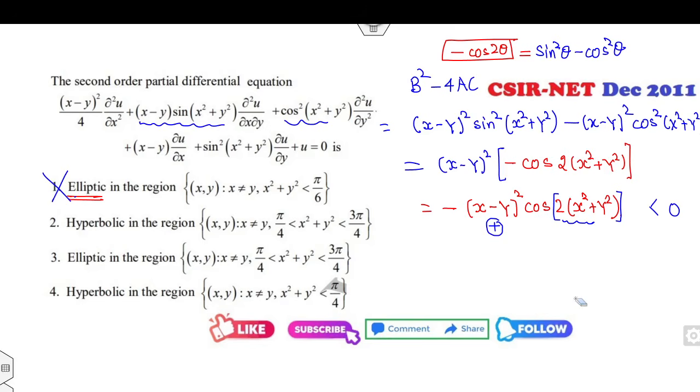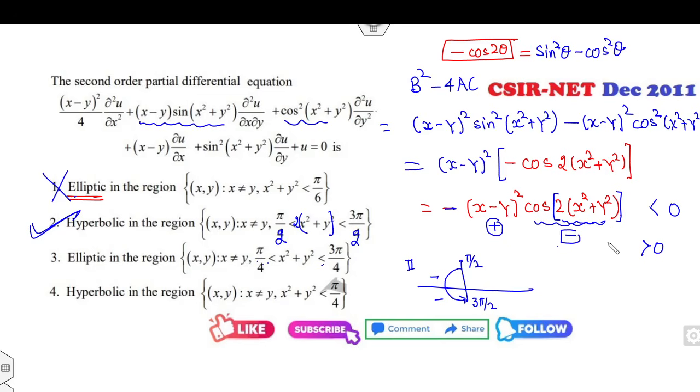Look at another one, the second option. If you multiply by 2, then it is 3 pi by 2. That means pi by 2 and 3 pi by 2. And if you find the cosine of this angle, in this case cos will be negative. That's the second quadrant, so this number will be negative. This number is negative, that means the whole quantity is positive. Positive means hyperbola is satisfied. In this case, again, this is the same angle, but here it is positive. So hyperbolic is there. Elliptical is cancelled.